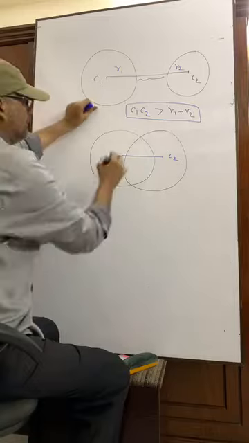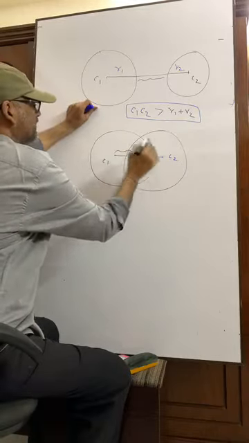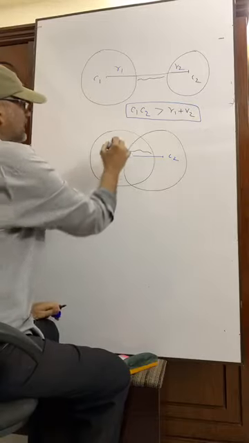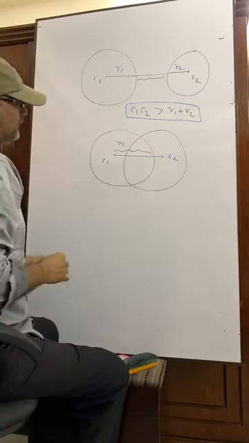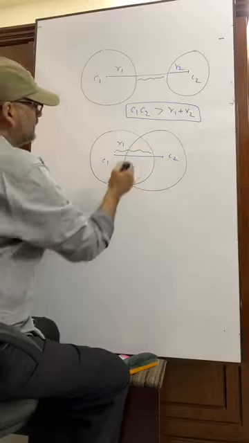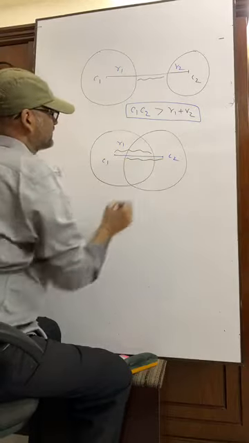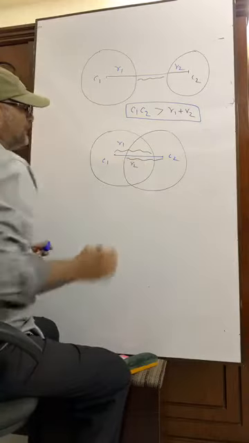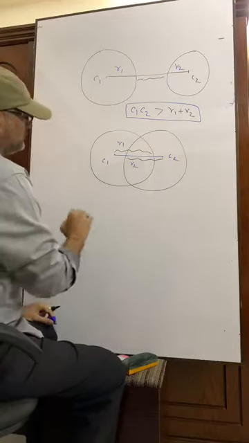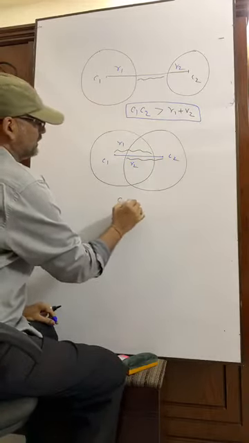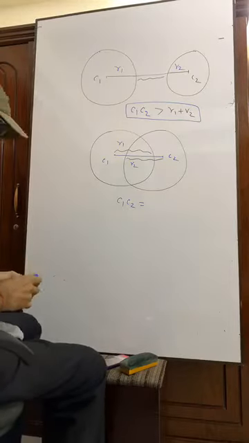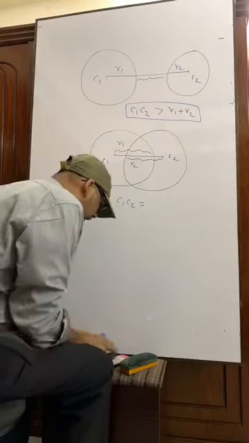Have you got it? This is the radius of the first circle, R1, and this is the radius of the second circle, R2. Now let me know the condition. What is the condition that two circles intersect? Let me know. I want to see who can.